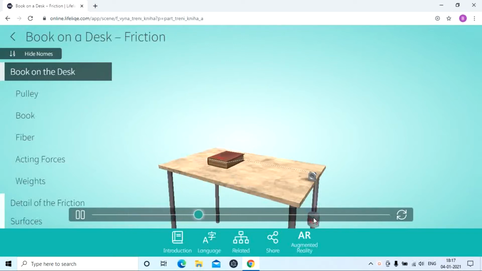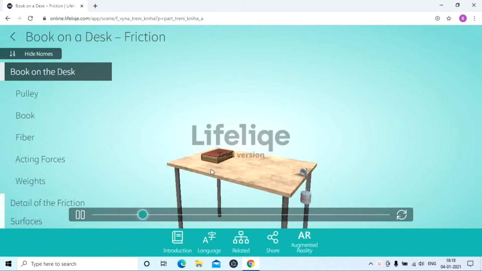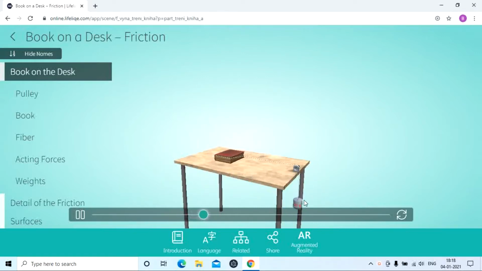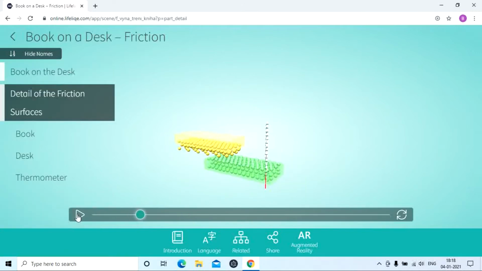As the weight is kept on the book, we can clearly see the book is moving forward. You can clearly see. Now, what are the forces acting on this book when it is moving?